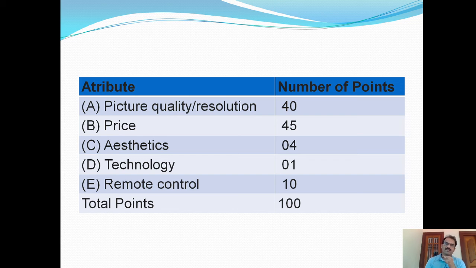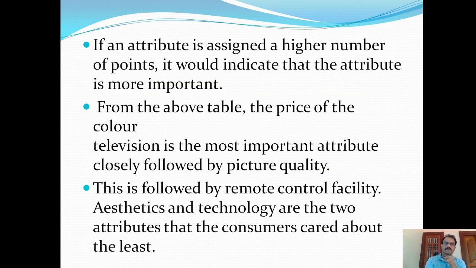For the first respondent, the first attribute, picture quality or resolution, is given 40 points. The second attribute, price, gets 45 points. Aesthetics, 4 points. Technology, 1 point. Remote control, 10 points. So this is the allocation of points among all these attributes. Total points, 100. This is the method followed here.